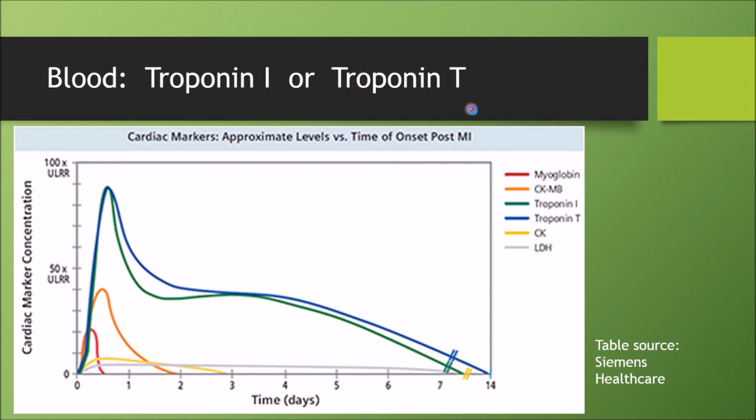Troponin I, troponin T, usually an institution has one or the other. You don't usually see both of them done. And really, when you look at this graph, they're about equal. There are some differences, but for the most part, they're about equal.